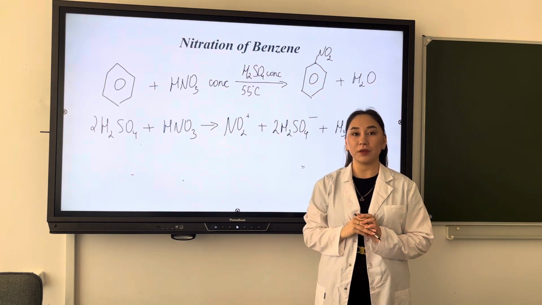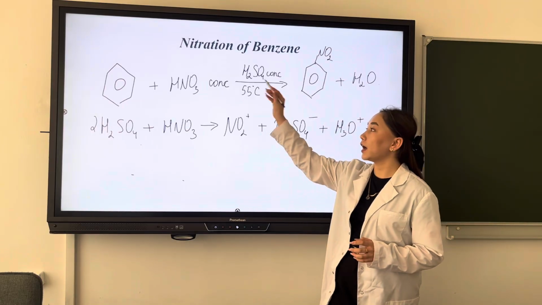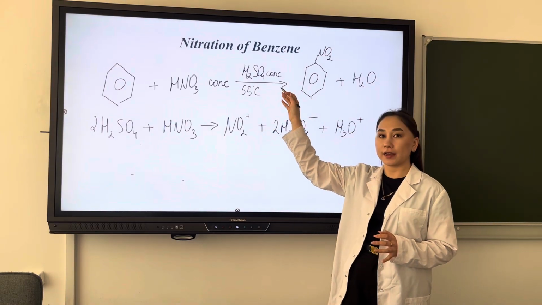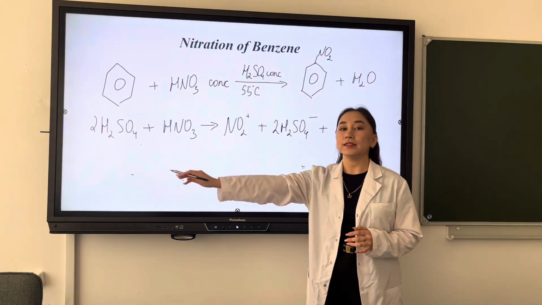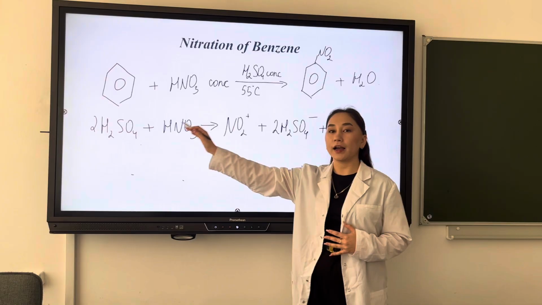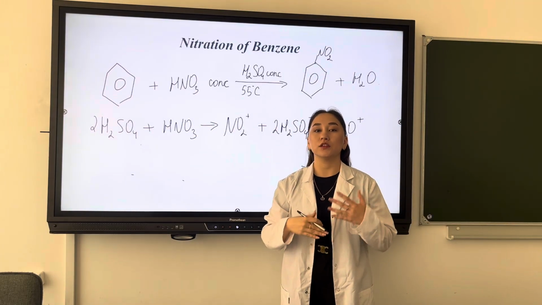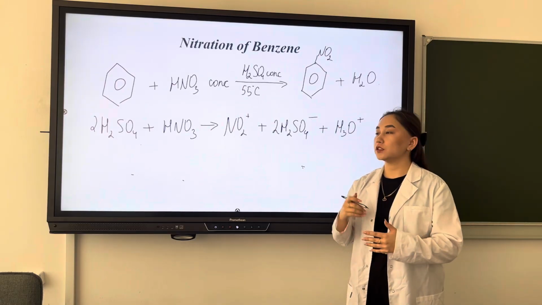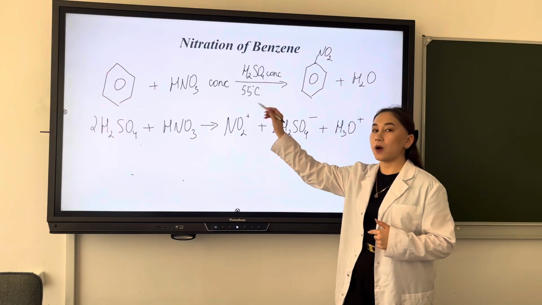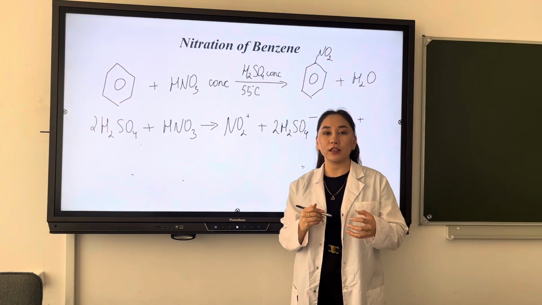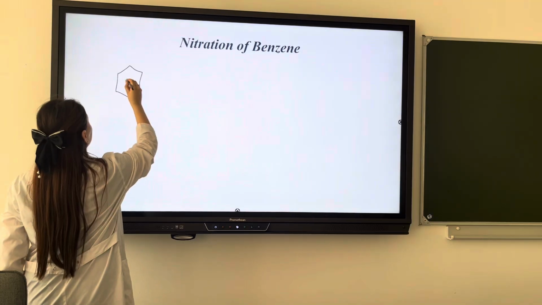Mechanism of nitration of benzene. Benzene reacts with a mixture of concentrated nitric acid and concentrated sulfuric acid to form nitrobenzene and water. In this reaction, sulfuric acid acts as the stronger acid and protonates nitric acid. This forms the reactive electrophile, the nitronium ion. This ion is the species that actually reacts with benzene in the nitration process.